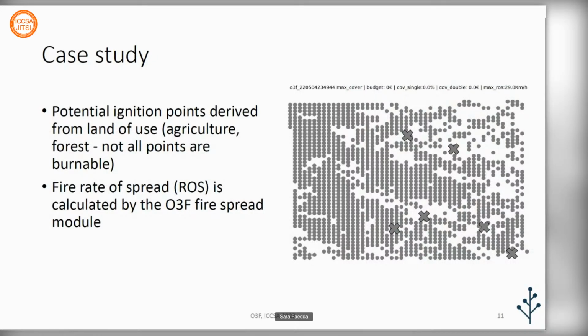So in this figure, each point is a potential ignition point. There are some that are not potential ignitions because they are urban areas or water or something that is not burnable. We also obtained the fire rate of spread from our model, the fire spread that I showed you before. For each of these points, we know that if the fire starts there, what will be its rate of spread, its velocity, depending on the wind.